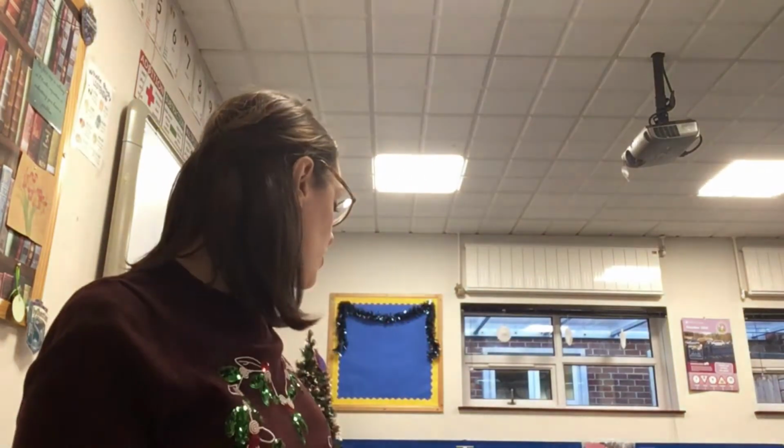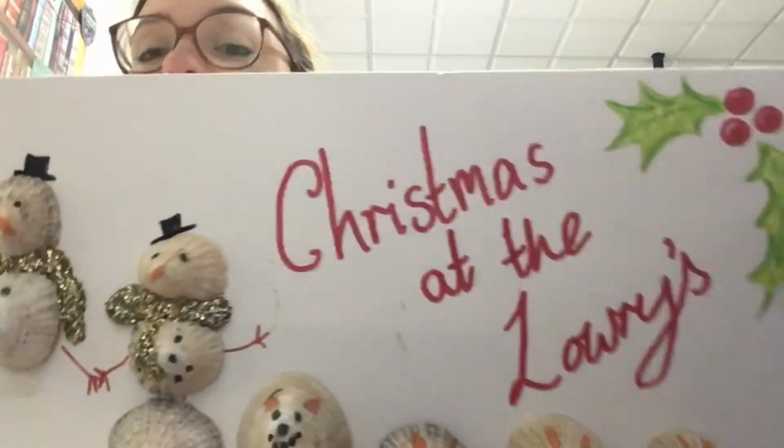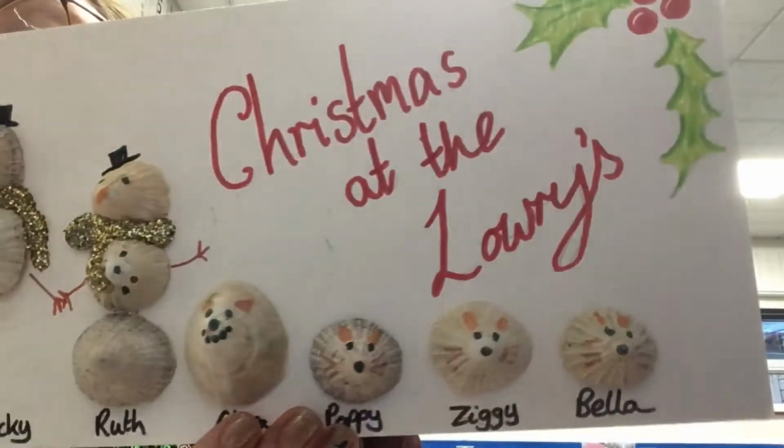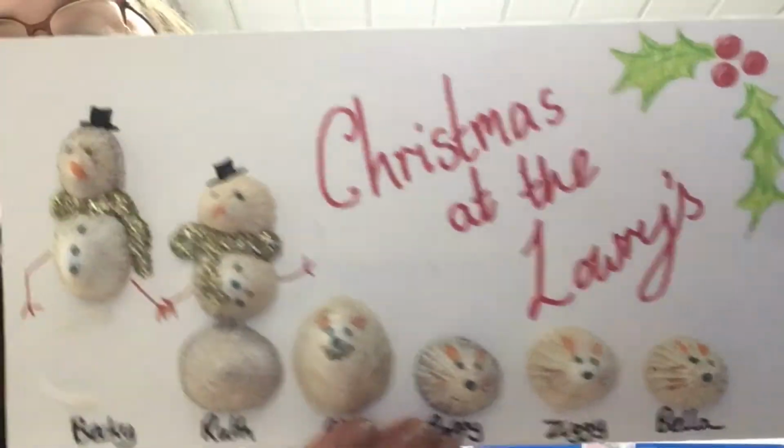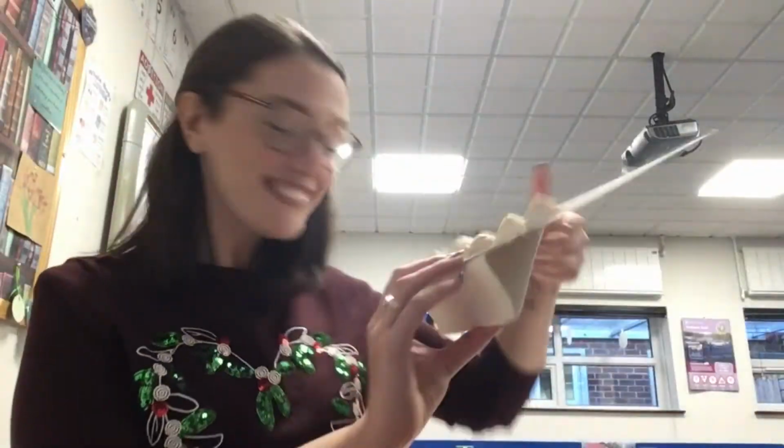Some extra little ideas for crafts. You can also go for a walk down into Donaghadee, particularly by the Commons. There's lots of these shells, and you can create little snowmen out of them, or snowmen families. Here's an example. There's me, my mum, the animals.